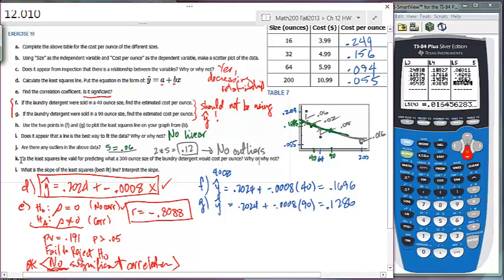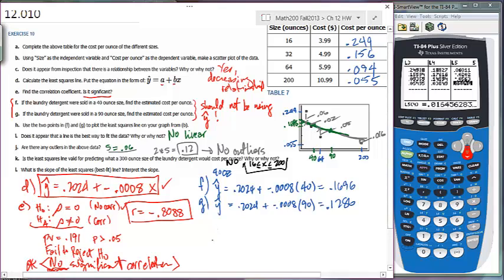Alright, so K, is the least squares line valid for predicting 300 ounces? For that one, we'd have to say no, because our data goes from 16 to 200, and anything outside of that would be an extrapolation, and we don't usually like to do extrapolations with the least squares lines. So let's just say no.